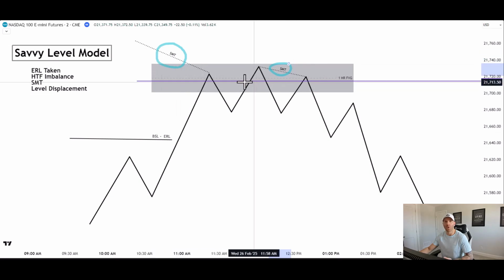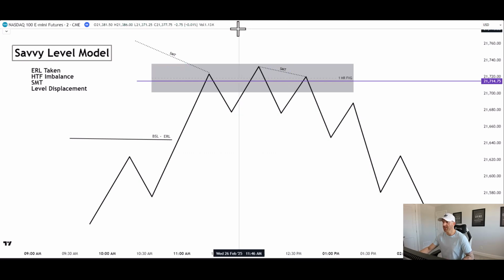Now, a lot of the times you won't get both. You'll either get the higher time frame SMT or you'll get a smaller time frame internal SMT. But as long as you see some type of SMT, now this is perfect when you see a higher time frame SMT and then the internal SMT. That just gives us way more high probability setup, right? So, we want to see that SMT.